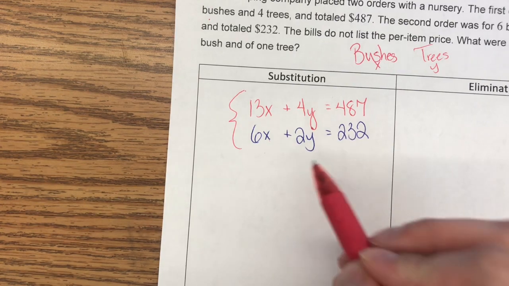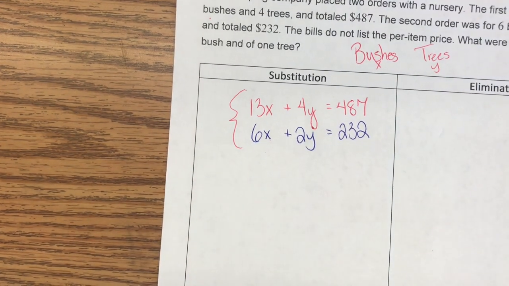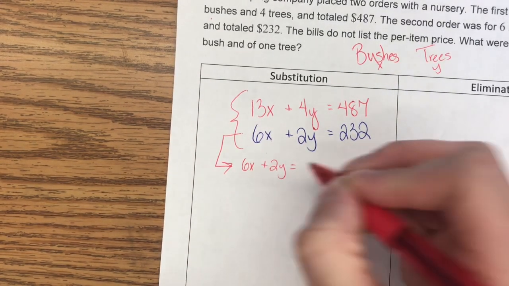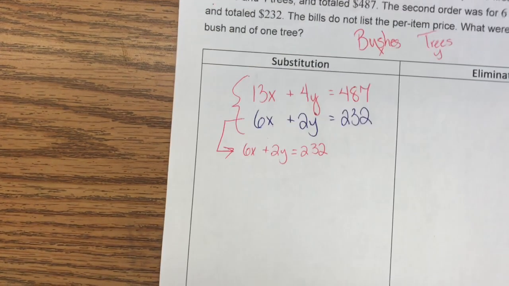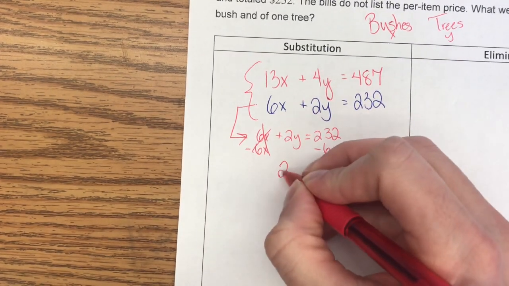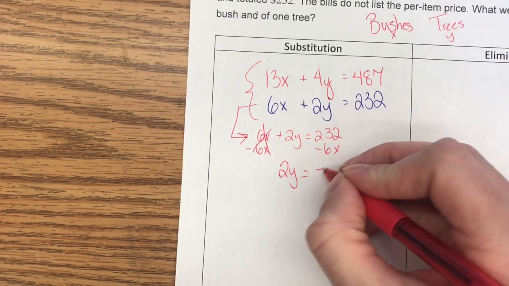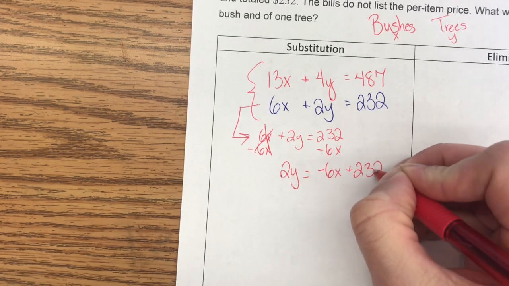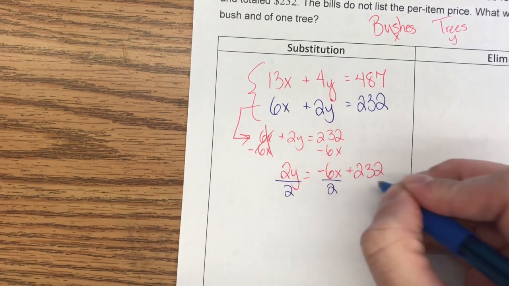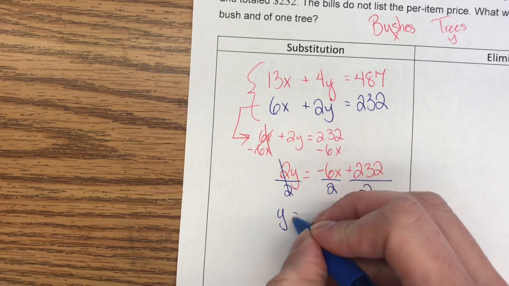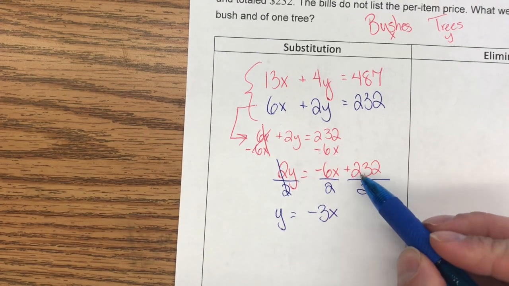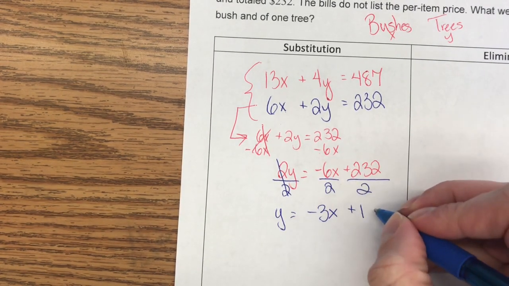So if I were to get Y all by itself in the bottom equation, it's not the end of the world. So I'm going to take the bottom equation and rewrite it right here, and get Y all by itself. Starting out, subtracting 6X minus 6X, 2Y equals, these two don't combine, negative 6X plus 232. Y is still not all by itself. I have to divide both sides by 2, which means divide everything by 2. Y will equal negative 6 divided by positive 2 is negative 3. X comes along for the ride. 232 divided by 2 is 116.